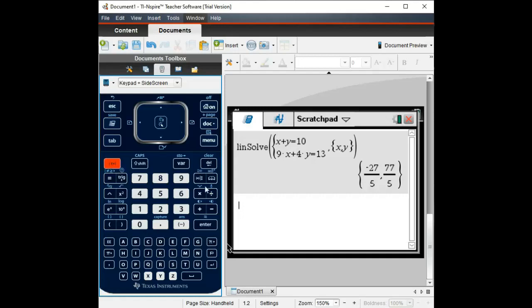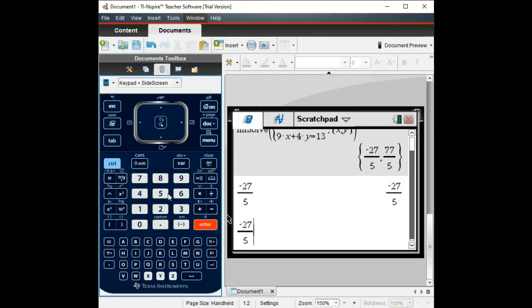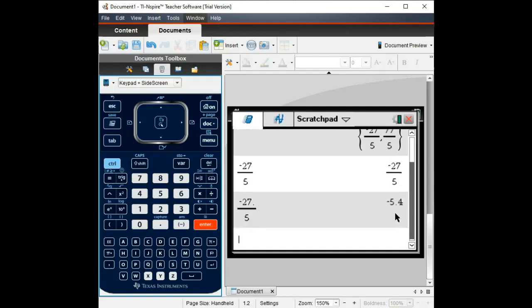If you don't know what that is, you can just put it in a calculator. So negative 27 over 5. And that tells me that, oh, you know what? I thought I put the decimal. I didn't. Let me put a decimal. You do have to put a decimal after one of the numbers, either the numerator or denominator. And it tells me it's negative 5.4.